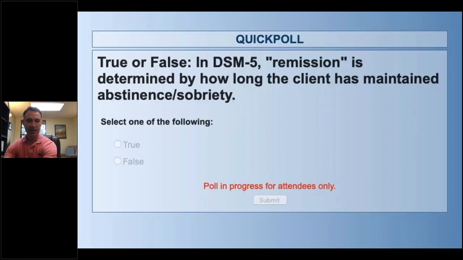So true or false, in DSM-5, remission is determined by how long the client has maintained abstinence or sobriety. So in other words, how long has it been since they last used?